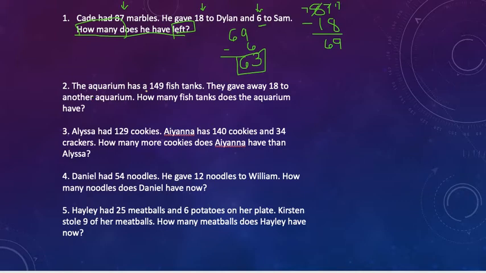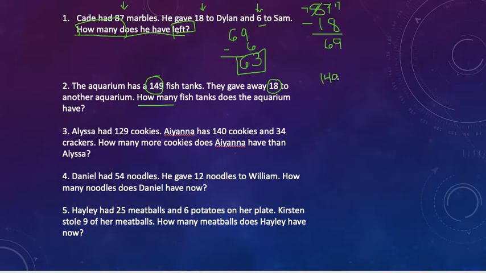It says the aquarium has 149 fish tanks. They gave away 18 to another aquarium. How many fish tanks does the aquarium have? So we have how many. So we have our two numbers, 149, and they gave away 18. So we're going to subtract those two numbers together.